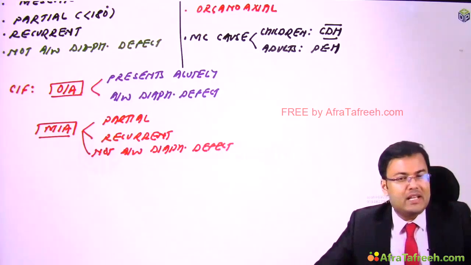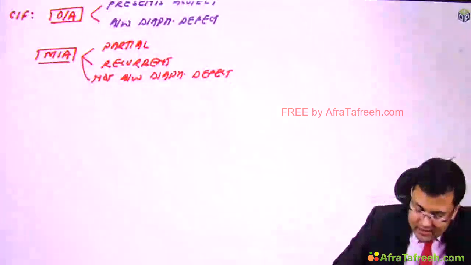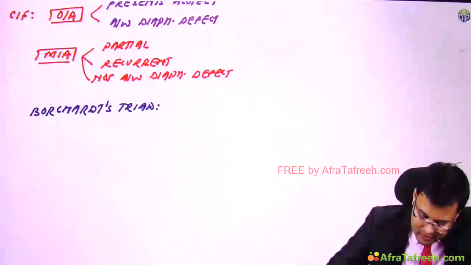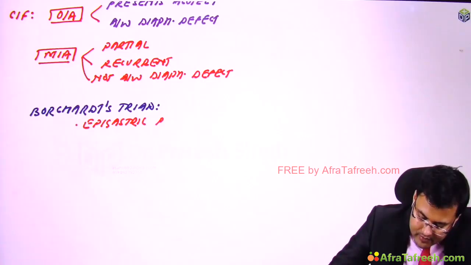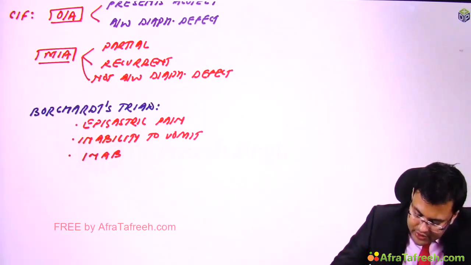One question which is most commonly asked about gastric volvulus is the triad. What's the name of the triad? It's the Borchardt triad. In gastric volvulus, there is a positive triad, Borchardt triad. What are the components? There is epigastric pain, inability to vomit, and inability to pass a nasogastric tube.